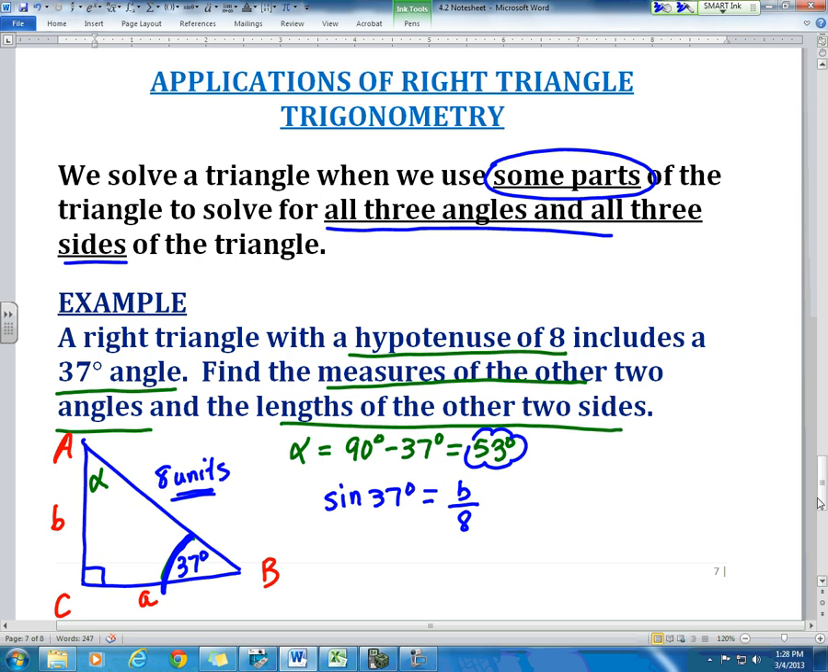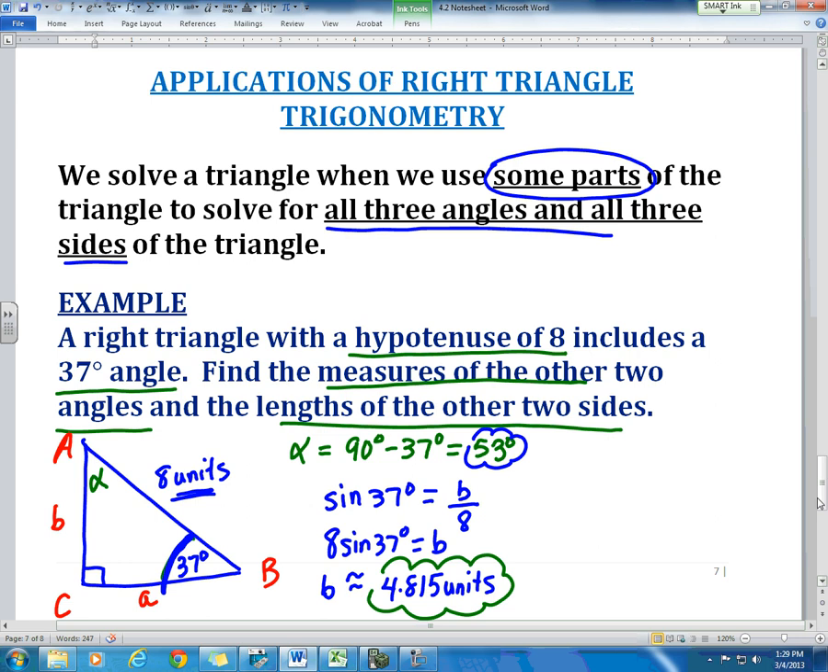If I multiply both sides by 8, times the sine of 37 degrees, that will give me how long side B is. And if I do that on my calculator, making sure I'm in degree mode, you do this on your calculator while I write the answer out here, you should get approximately 4.815 units. So that's one of the missing sides.